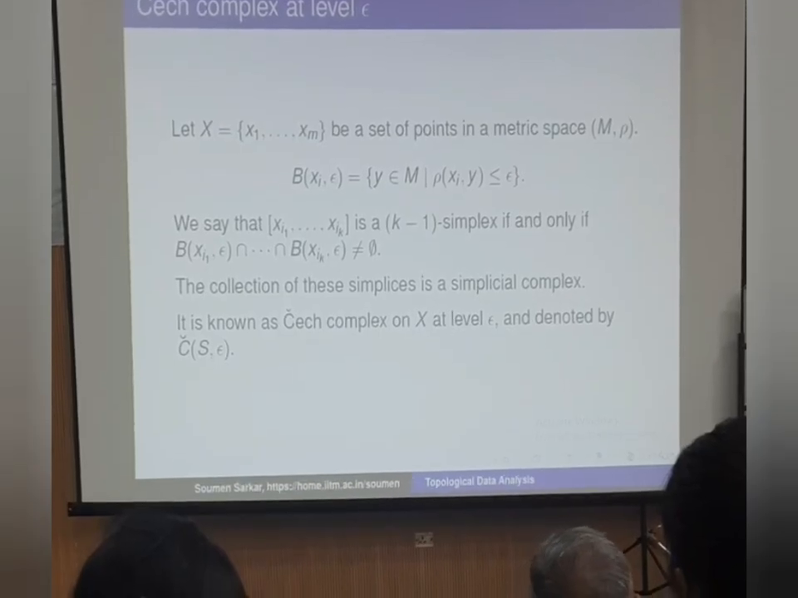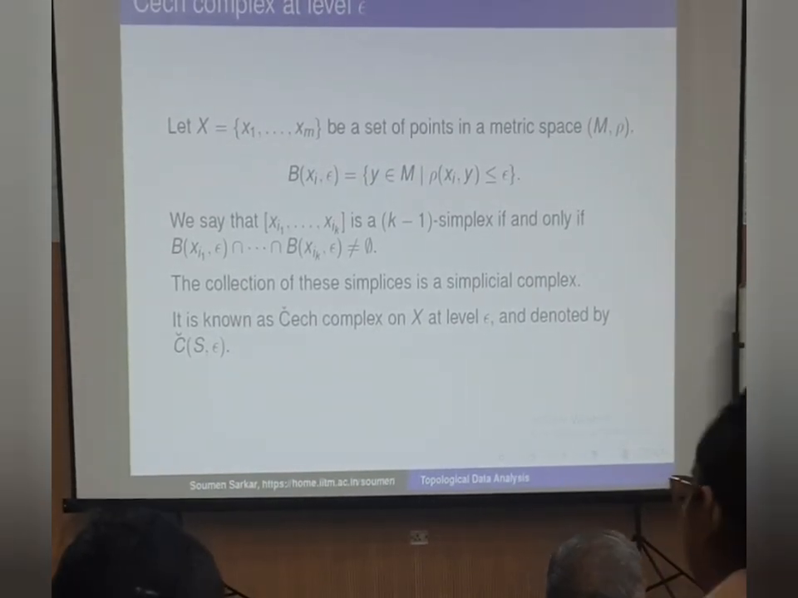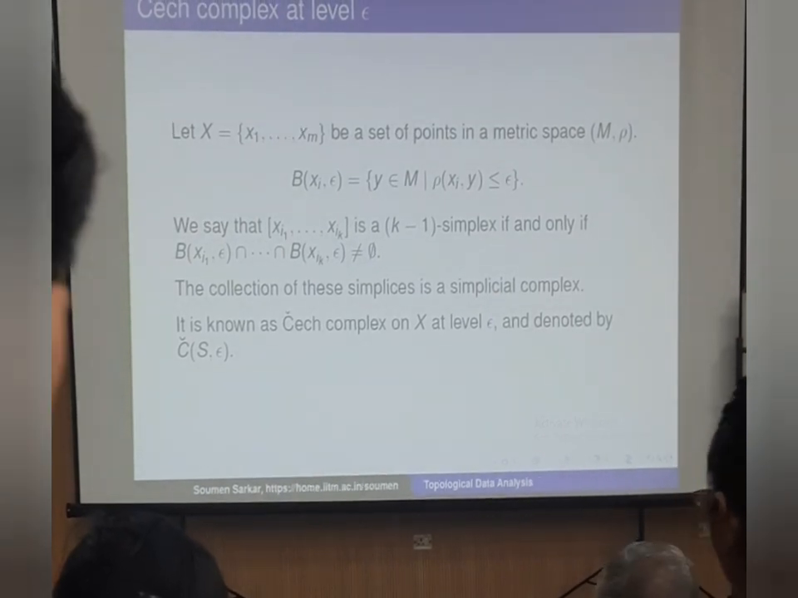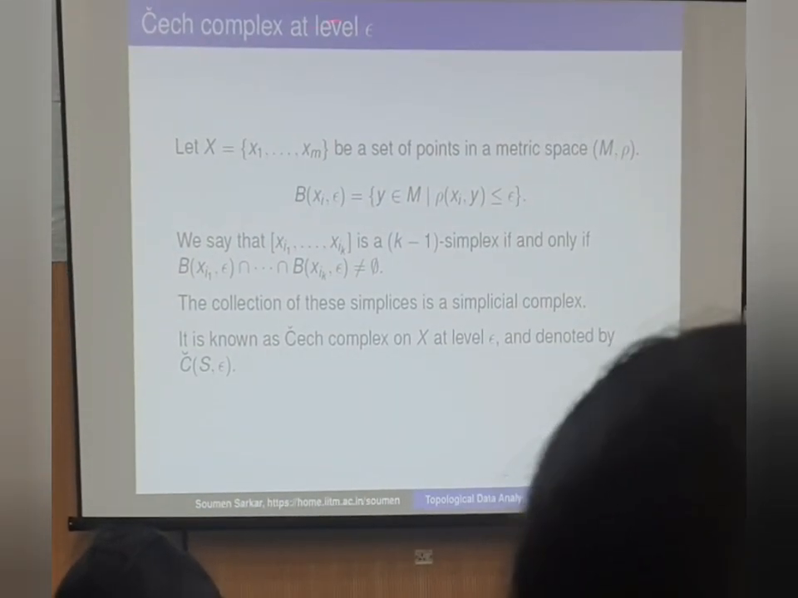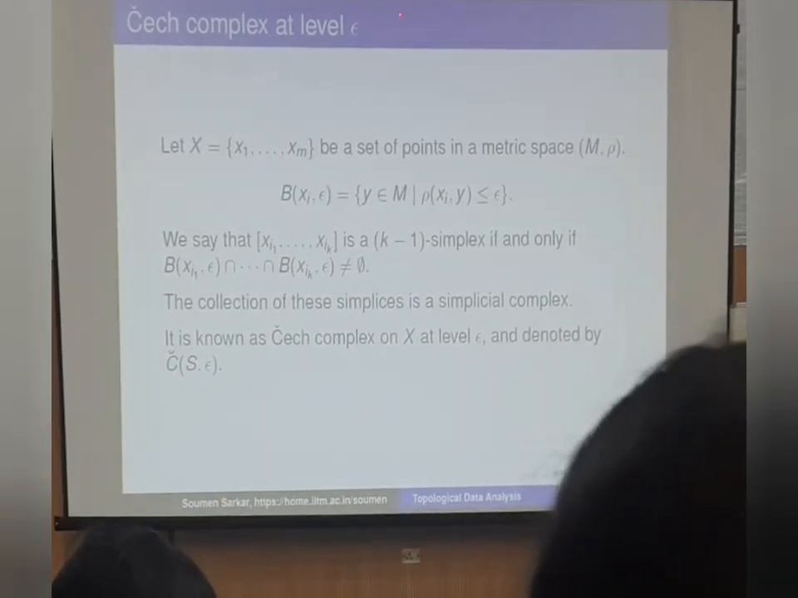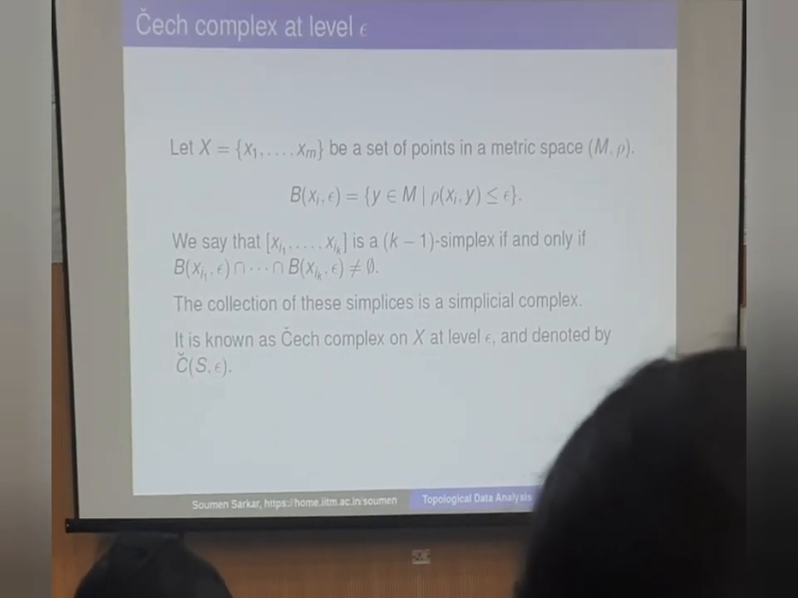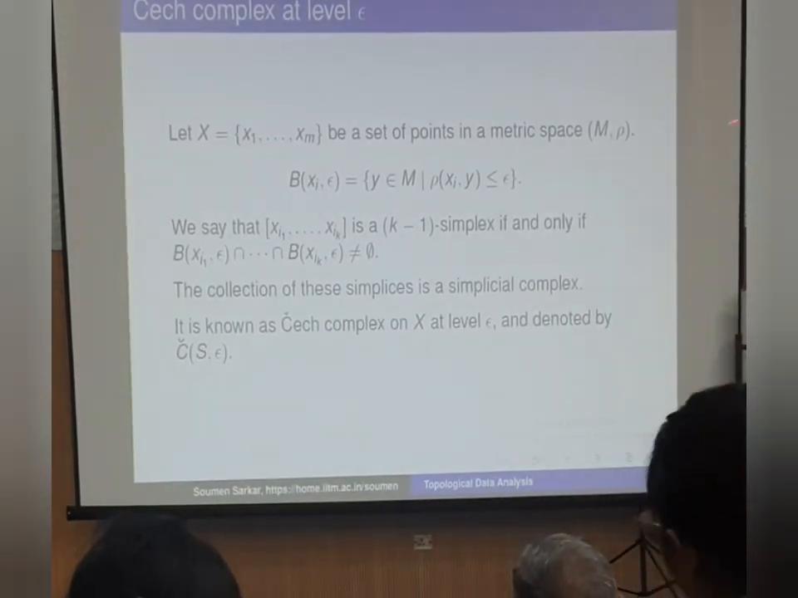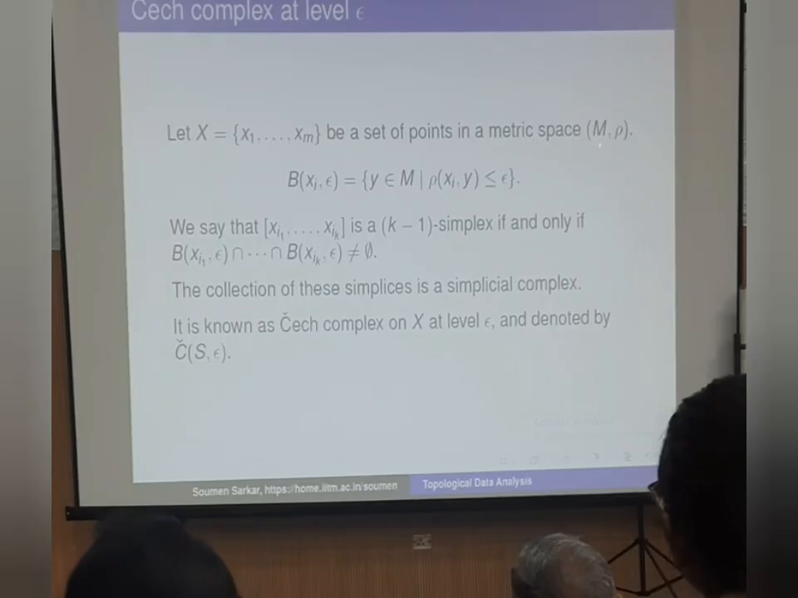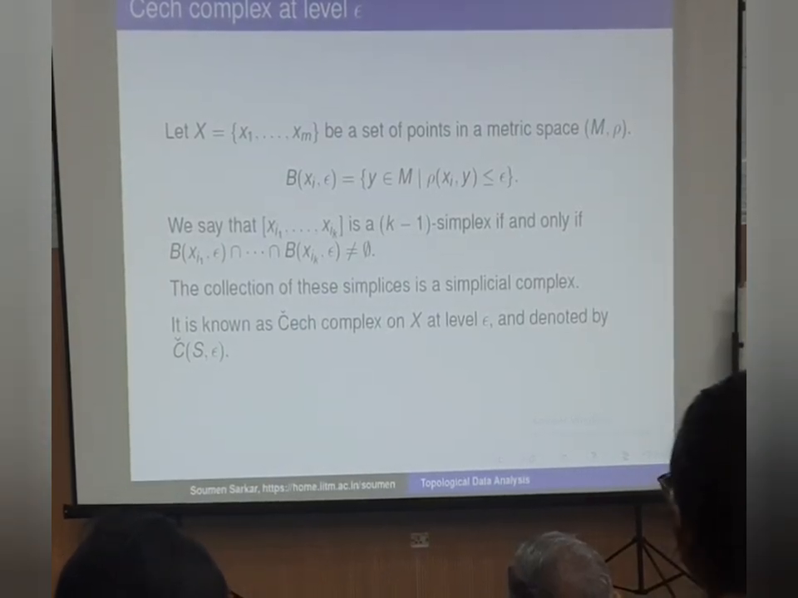But whether it will be meaningful also. So in the next slide, we will see that it is meaningful in some sense. Is it okay? So this is called the Čech complex at level epsilon. So from a data set, how we get a simplicial complex? Now you can ask how to determine this epsilon. That is the important part in our machine learning.